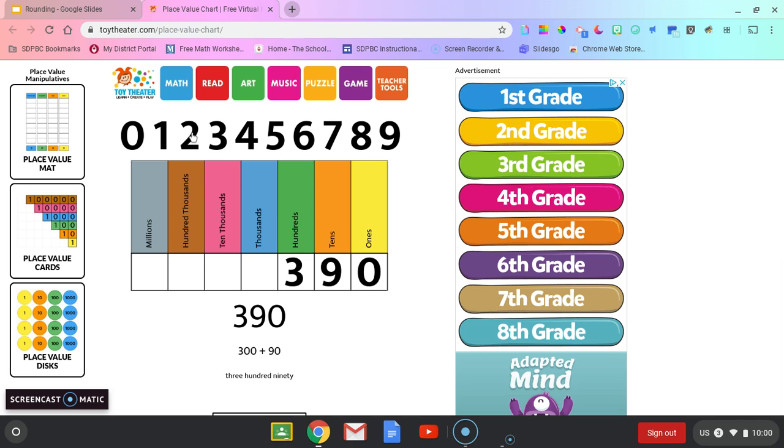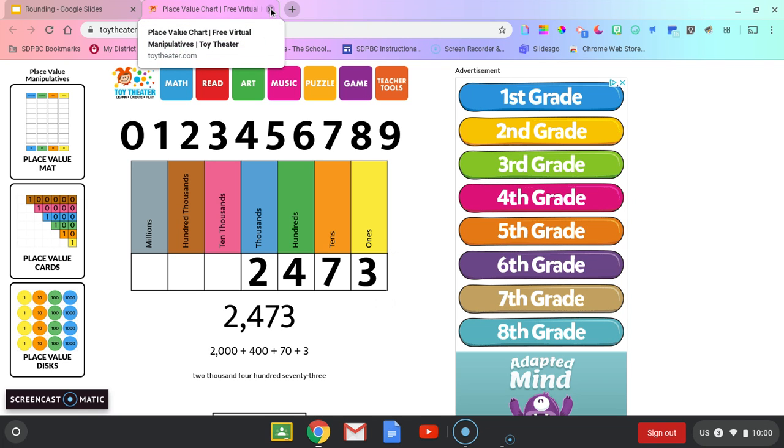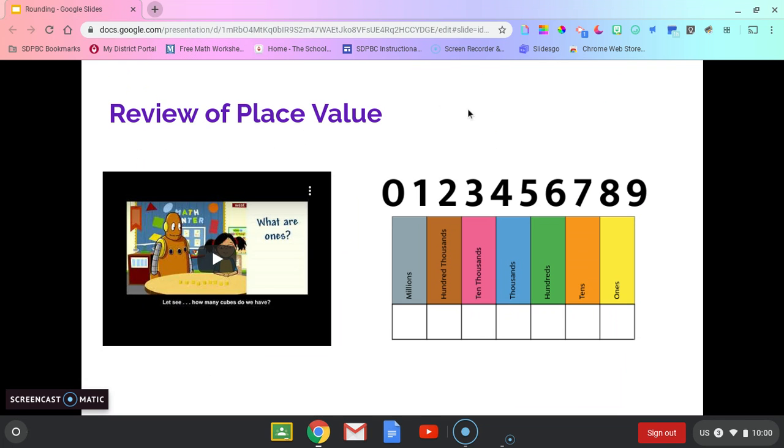We'll do one more. Let's do 1,000. 2,473. Okay, so the 2 is in the thousands place, but its value is 2,000. The 4 is in the hundreds place, and its value is 400. The 7 is in the tens place, and its value is 70. And the 3 is in the ones place, and its value is just 3. All right? Okay, so again, that's just a review of place value.